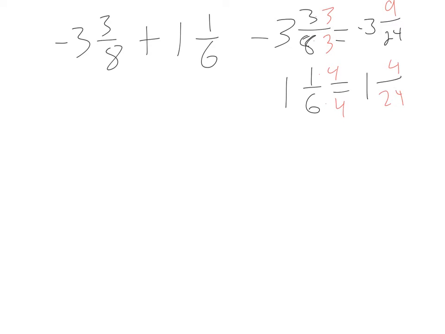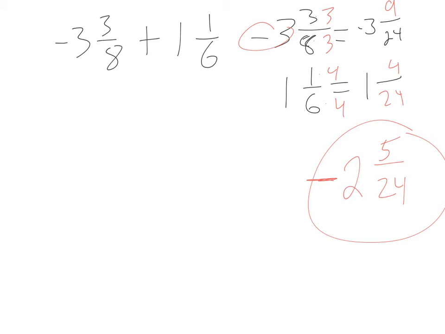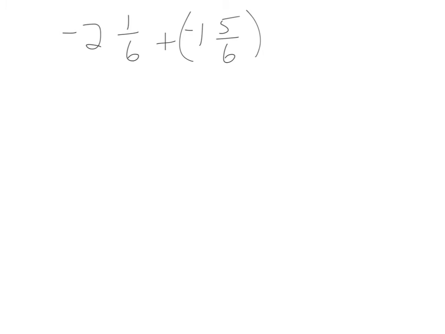At this point, it is different signs subtract. 9 minus 4 is 5 out of 24, and 3 minus 1 is going to be 2. So your answer should have been 2 and 5/24, but the bigger sign is negative, so the answer is -2 and 5/24. Next one.